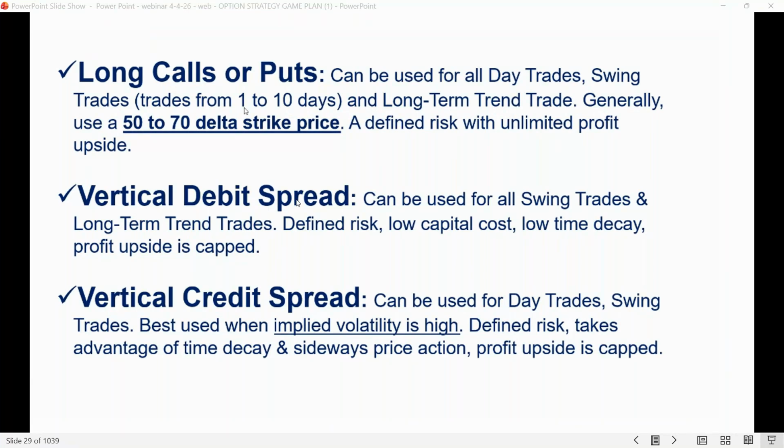Now, the next one is your vertical credit spread. This is what I call the probability trade. This can be used as well for your day trades, your swing trades. It's best used when implied volatility is higher, to get you more premium. And again, these are spreads, so it'll be defined risk. This is what really takes advantage of the time decay component of your options, as well as implied volatility. These are best used if you're in sideways price action where you've got capped upside or downside. You can use credit spreads in certain situations. All right, so that's the vertical credit spread.